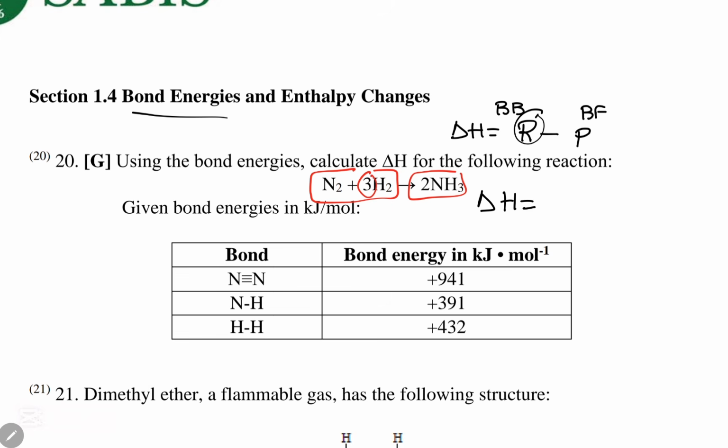But first of all, let's start by drawing what we see so that we'll not make any mistakes. It's very essential that you draw. So we have N2, N triple bond N, plus 3H2. What does it mean? That means you have H single bond H, but it's 3 times. It will give me 2 NH3.